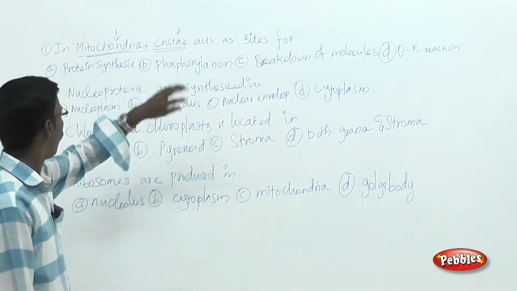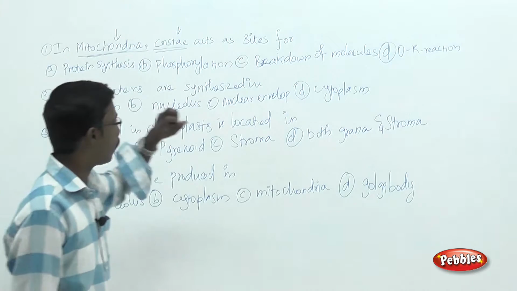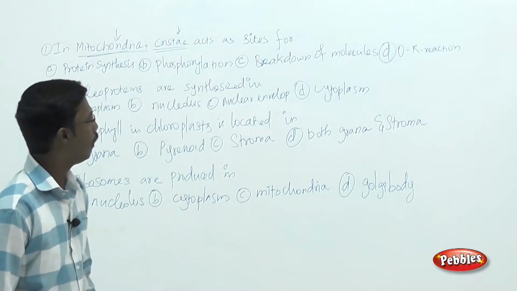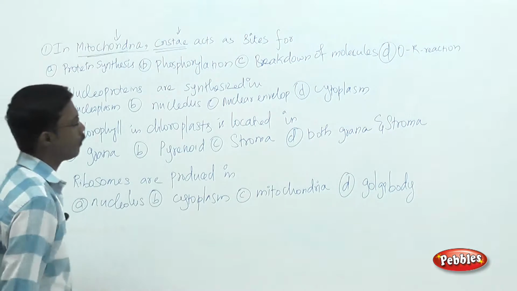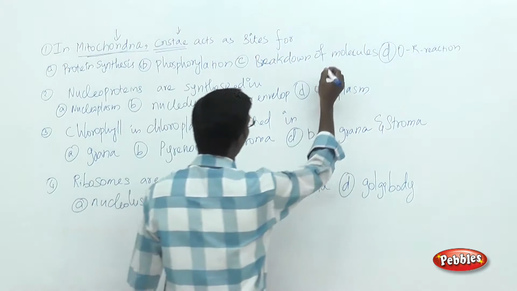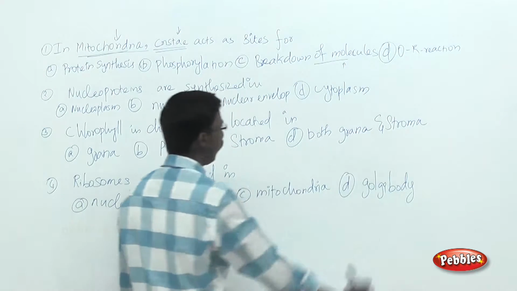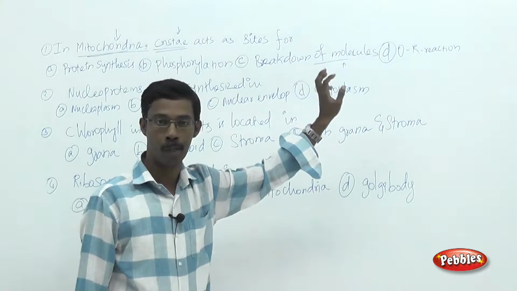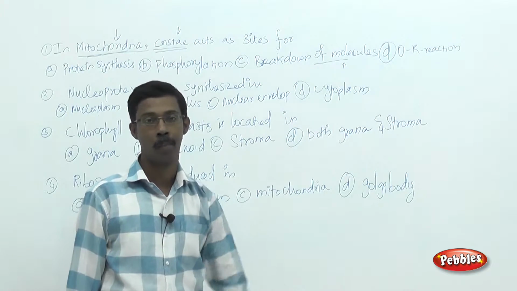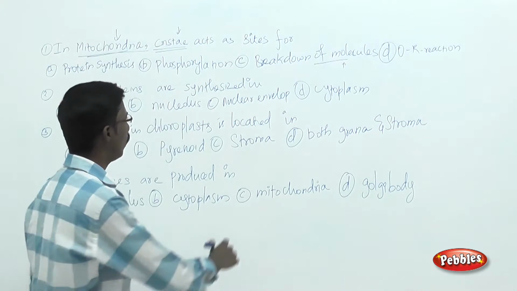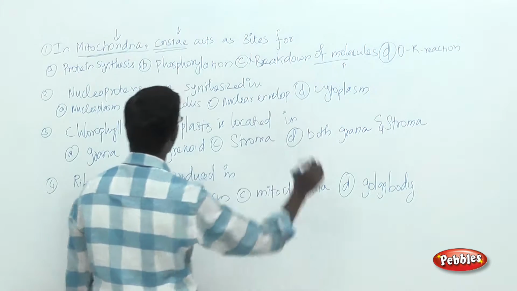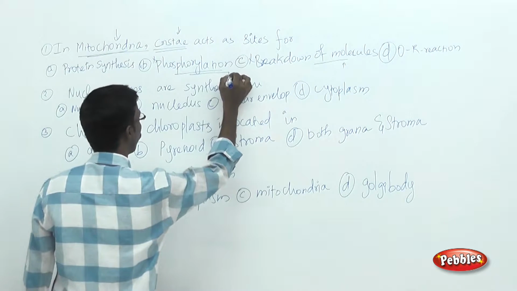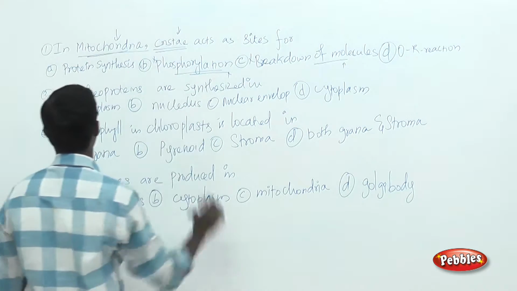So see the options: protein synthesis, phosphorylation, breakdown of molecules, and oxidation reduction. While looking at the choices, you may think the breakdown of molecules may produce energy, but that is not a function of the organelle mitochondria. That is the function of some other group of enzymes. So breakdown of molecules is the wrong choice. Phosphorylation is also by means of some other group of enzymes, so this is also the wrong choice.